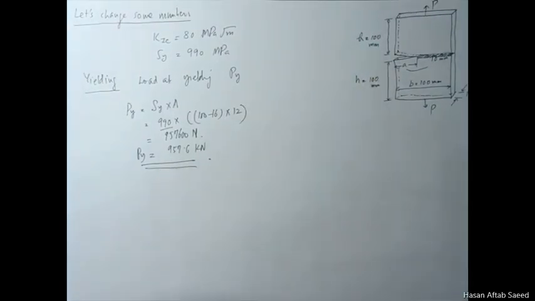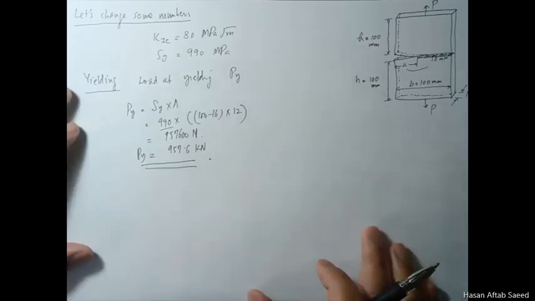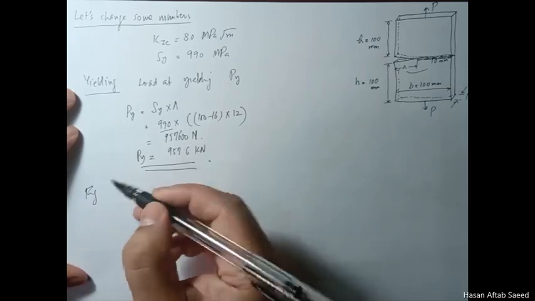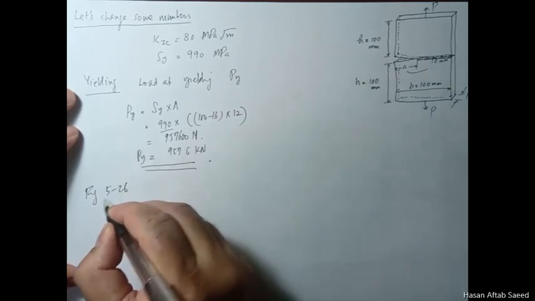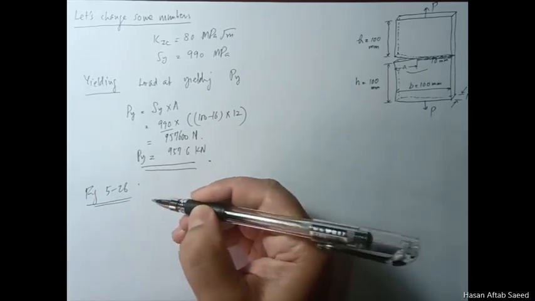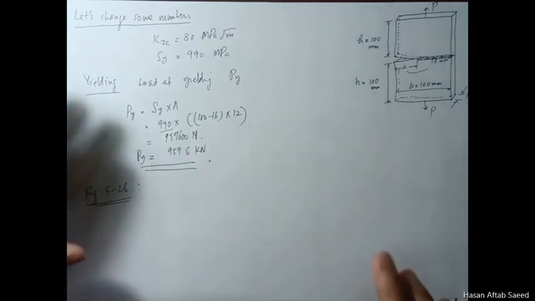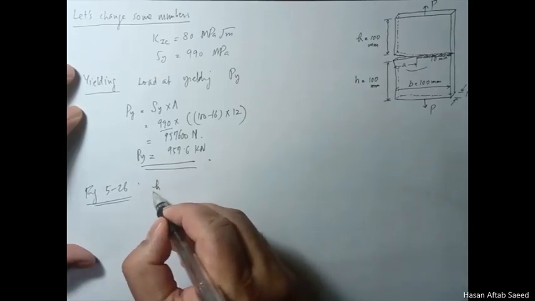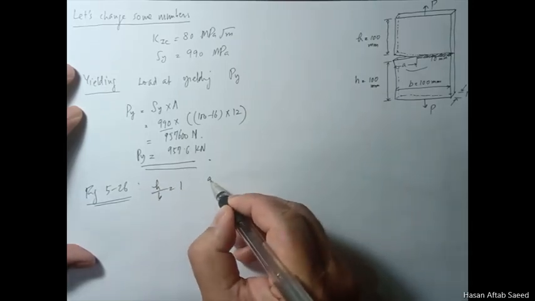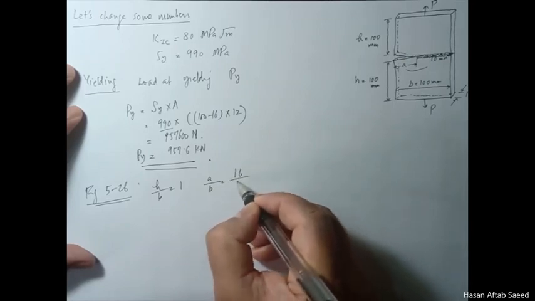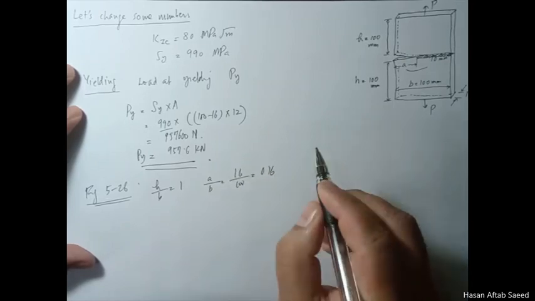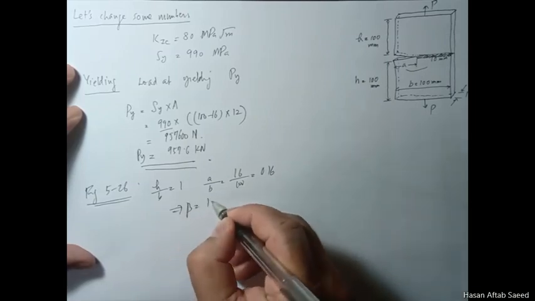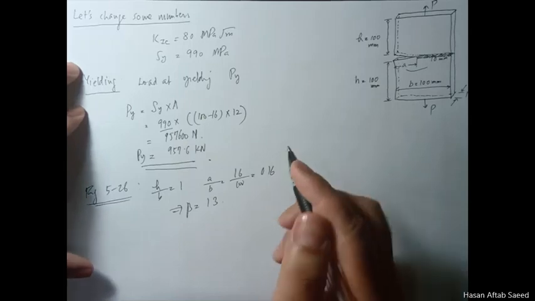So whether this will govern or not, we don't know. Let's see the other. Again, from figure 5.26 of your textbook, same thing, same situation. Now you have h over b comes out to be 1, and a over b is equal to 16 over 100 is equal to 0.16, and this means that beta comes out to be 1.3, similar to the last time.